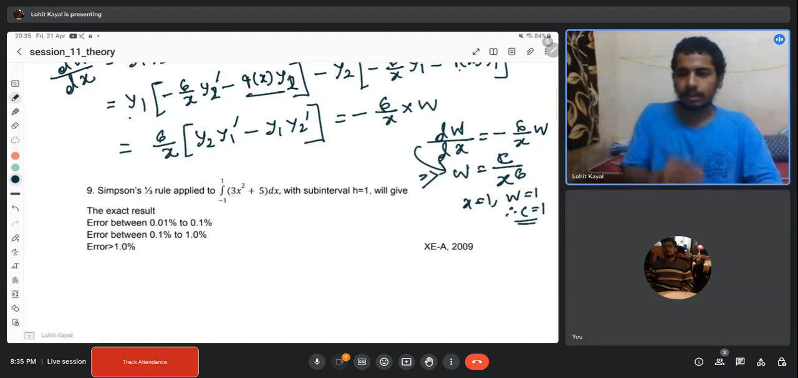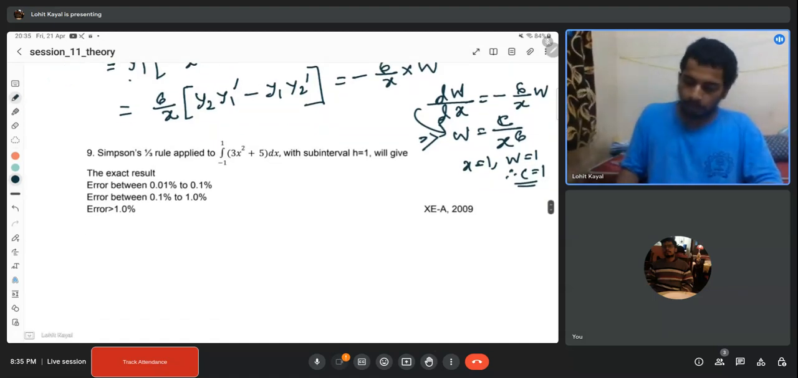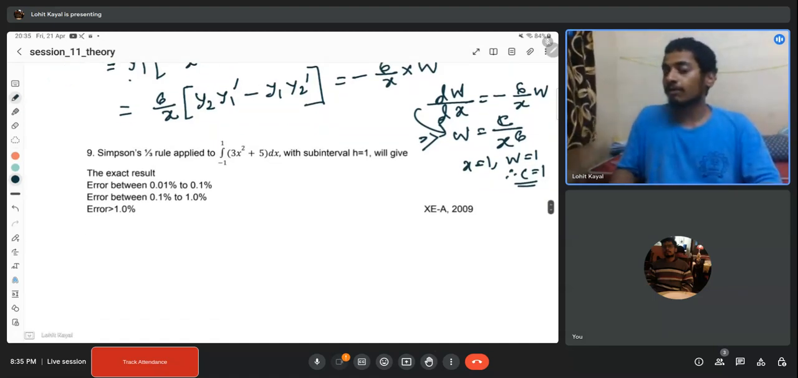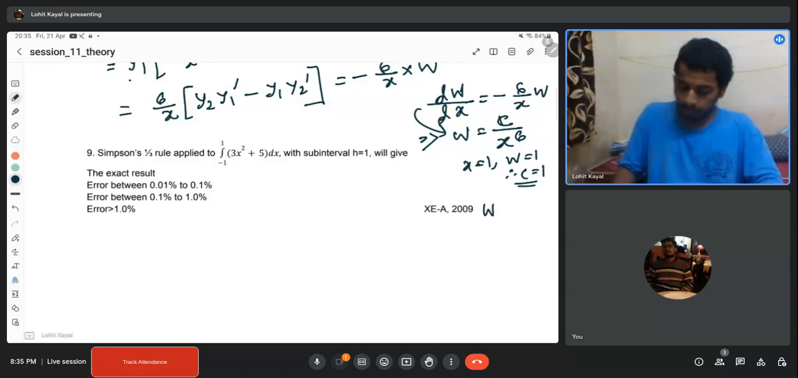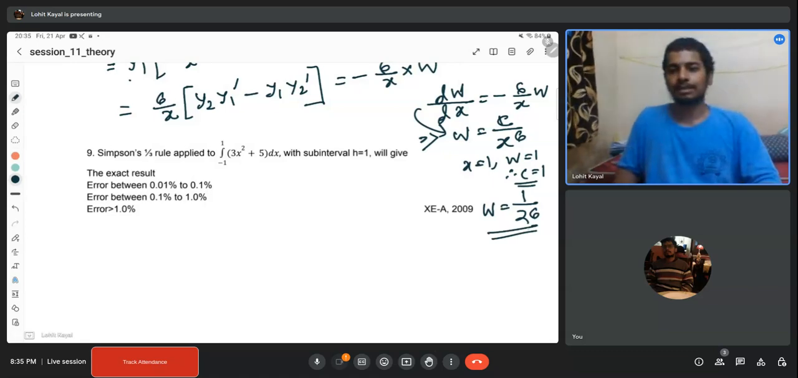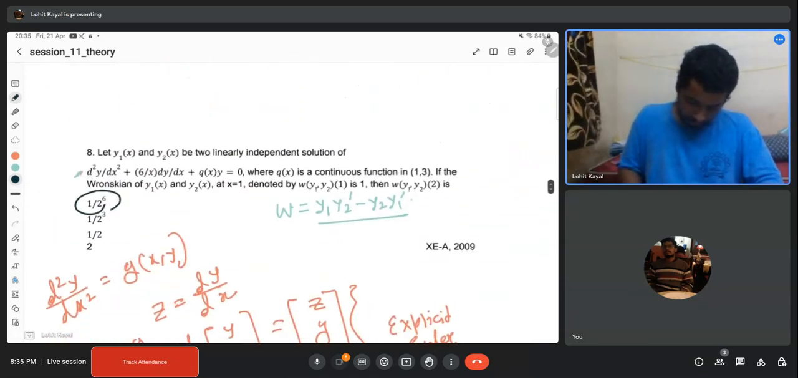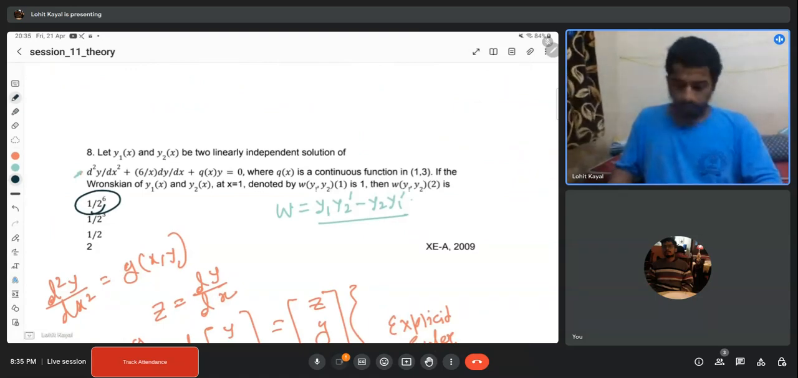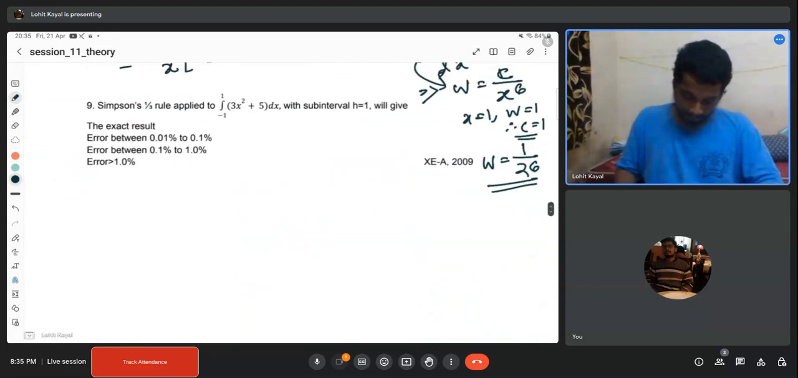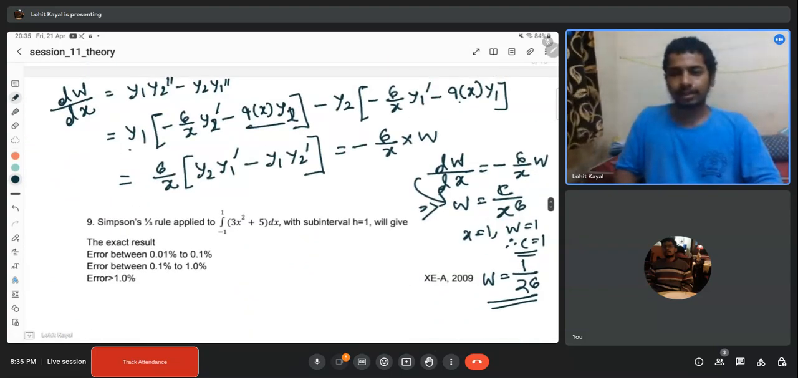It is given. Now the question is what will be its value at x equal to 2. So at x equal to 2, w will be equal to 1 by 2 to the power 6. So this is your correct answer, 1 by 2 to the power 6. I hope this is clear. You just need to find dw/dx and other things will be very easy for you.